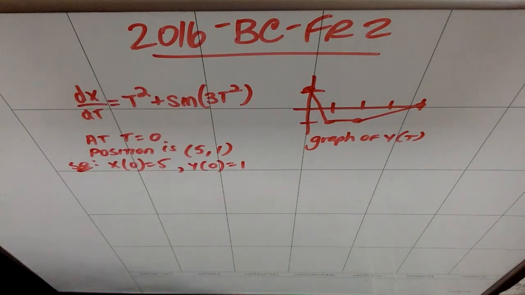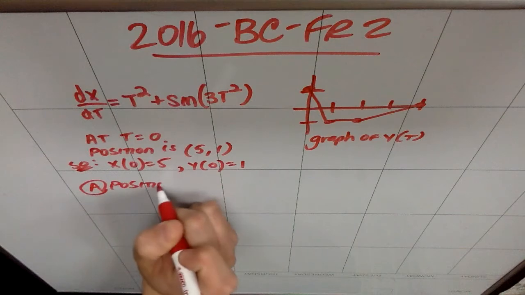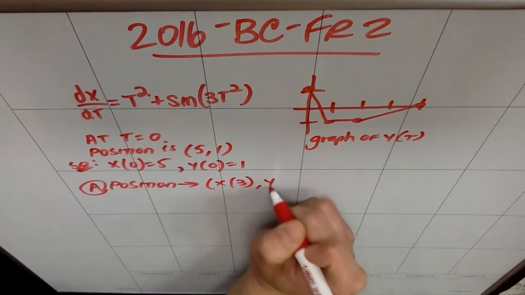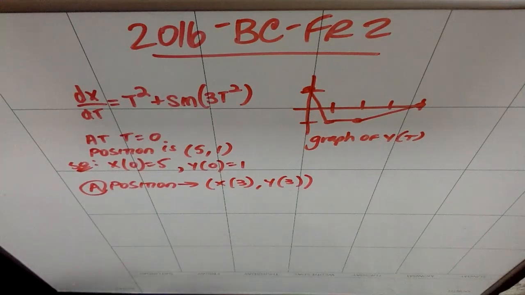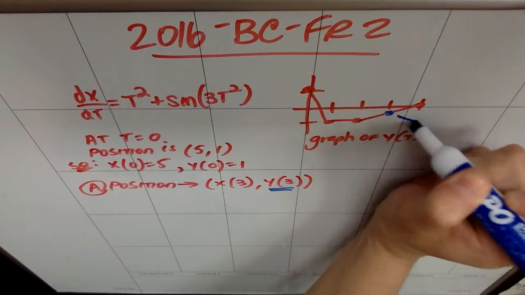Okay, so part A, right, we want the position at 3, which is going to be x of 3, comma y of 3. Well, one of those two things we can find by visual inspection, just looking at the graph, right? So y of 3 is the y value right here, right?